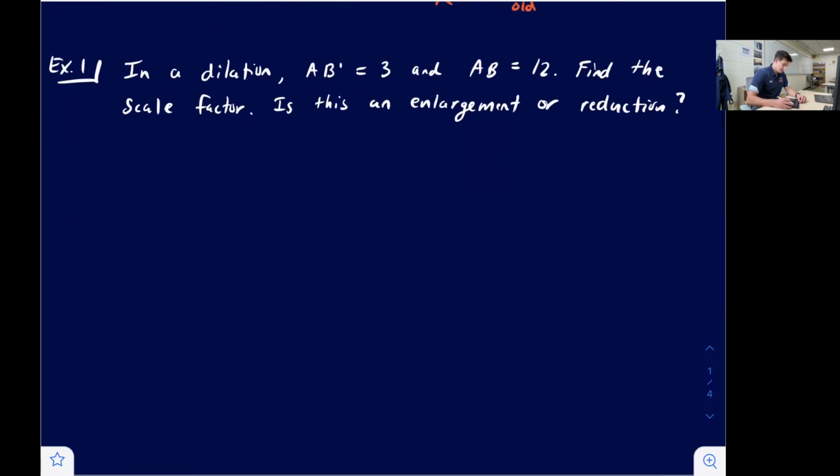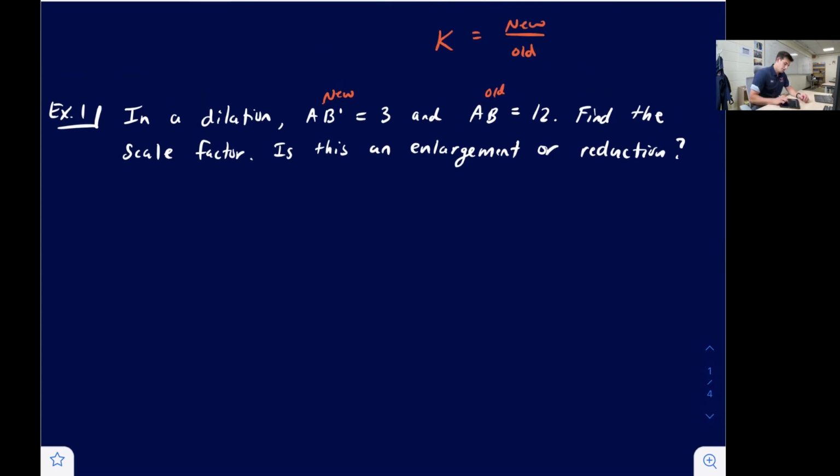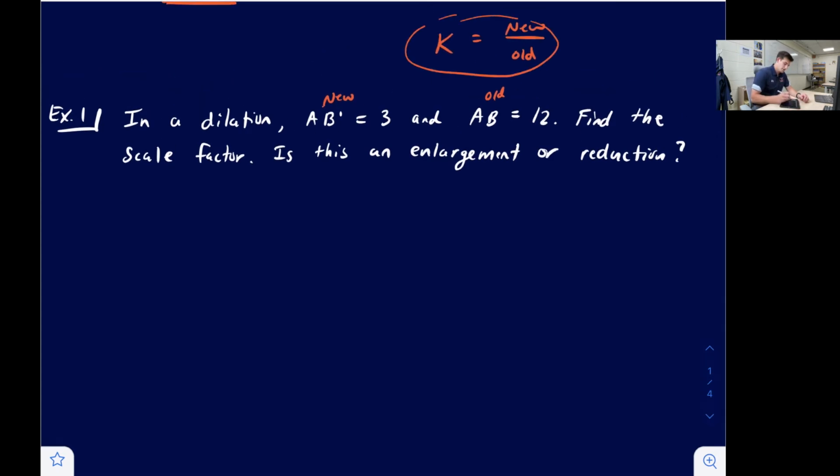Example 1 says, in a dilation, AB prime equals 3 and AB equals 12. Find the scale factor. Is this an enlargement or a reduction? So we have to remember our prime symbol here represents our new shape. Okay, so this will be the new shape. This will be the old or the original shape, right? So remember, right here I said K is equal to new divided by old.